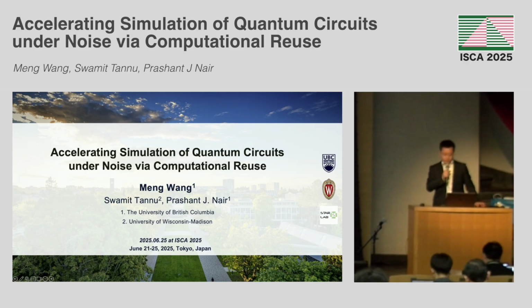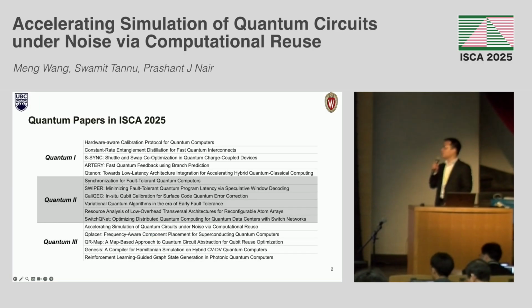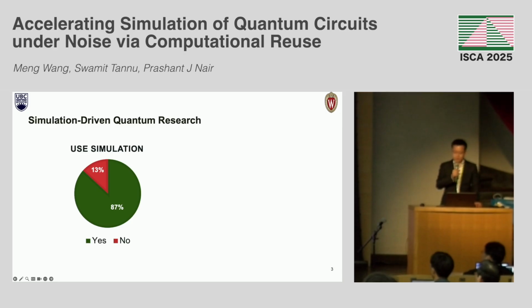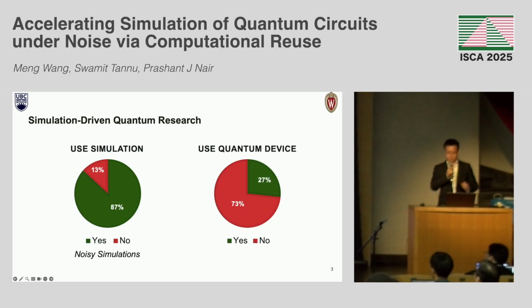To answer this, let's first look at the quantum papers this year from ISCA'25. This year we have 16 papers spread across 3 quantum sessions. This represents a fairly large sample size, given that it's only one venue for quantum computing research. Out of those papers, 87% of them rely on simulators, with most of them using noisy simulations. On the other hand, only 27% use actual quantum devices to verify or demonstrate their designs.